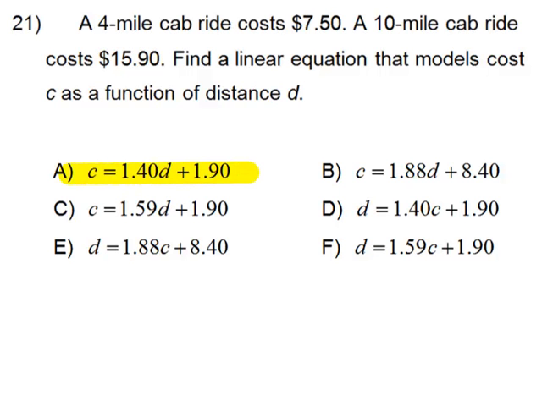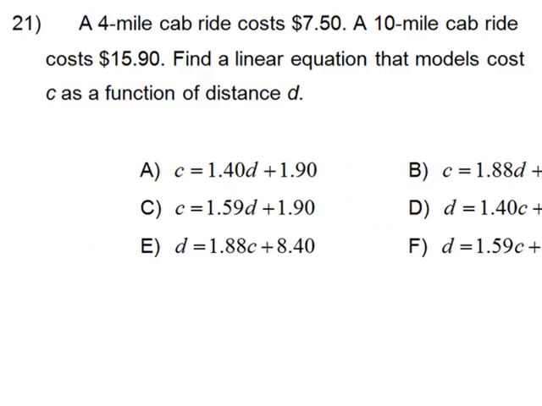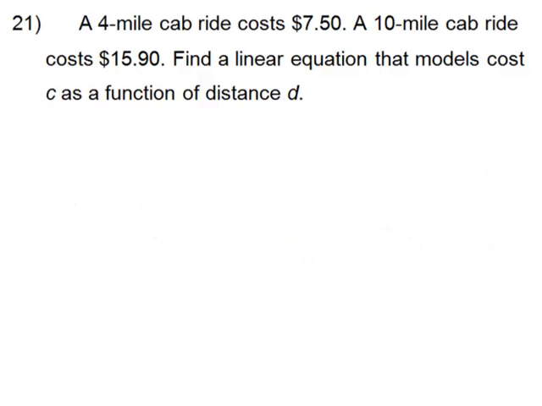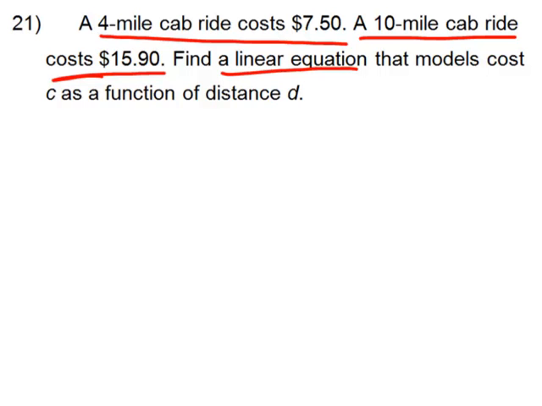Let me get the answer choices out of the way here. We're dealing with a 4-mile cab ride costing $7.50, a 10-mile cab ride costing $15.90, and we want to write an equation relating these quantities. The quantities being how does the number of miles correlate to the number of dollars that we're spending here. And we are assuming a linear relationship, a linear equation.